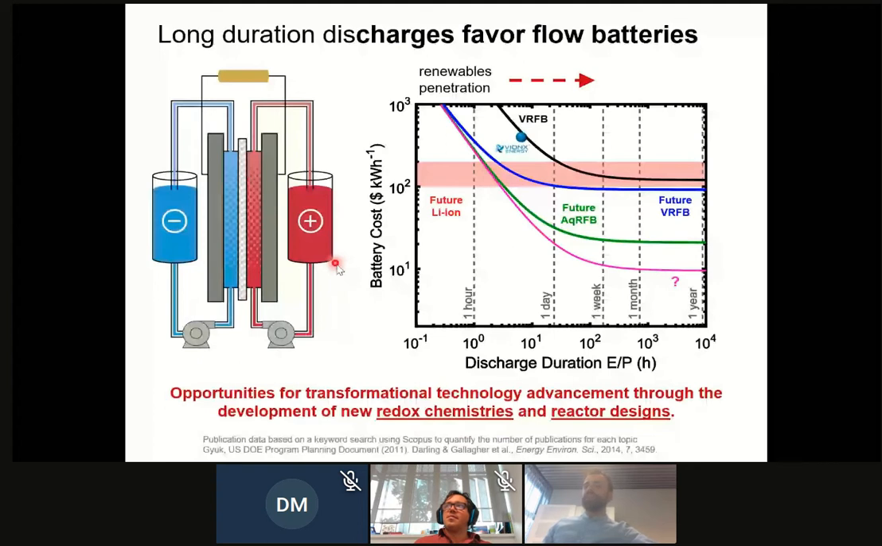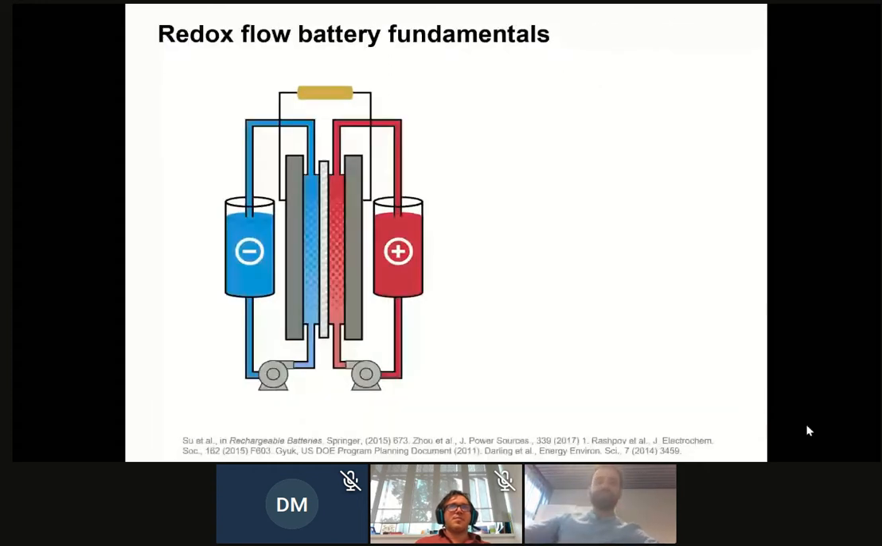And if you improve things in your reactor design, you are improving your power density. And actually both are important. If you look at the techno-economic theory, you want to have small stacks and highly concentrated and cheap electrolytes. So the motivation of our work is currently looking at reactor designs.